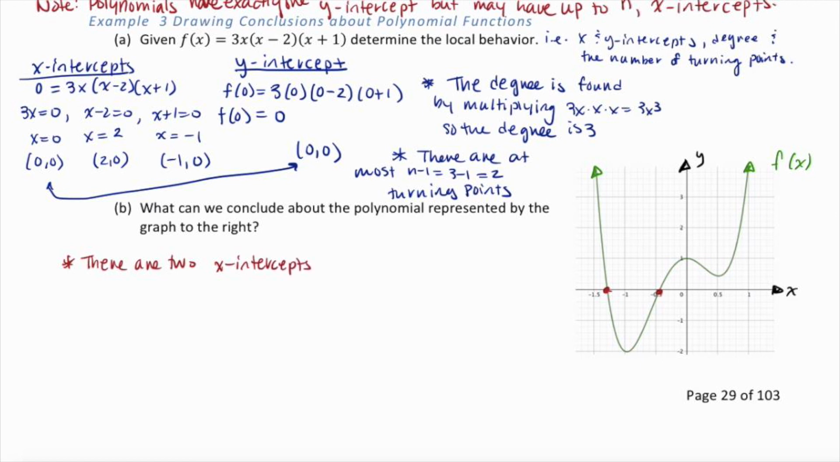What about the end behavior? If you notice, as x approaches infinity, f of x approaches infinity, and as x approaches negative infinity, f of x approaches infinity. So we must have an even degree.